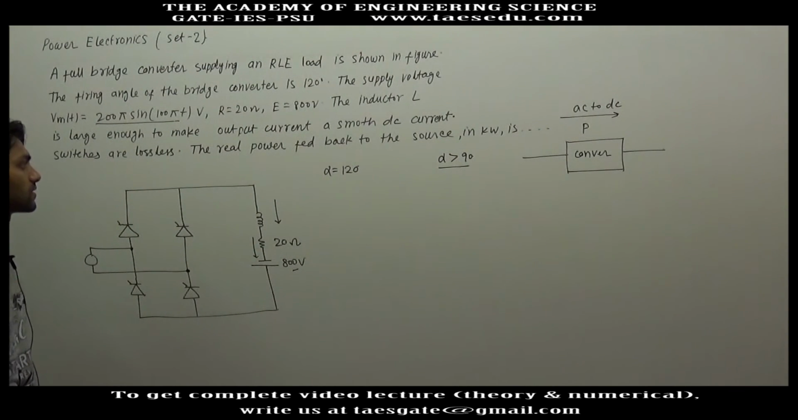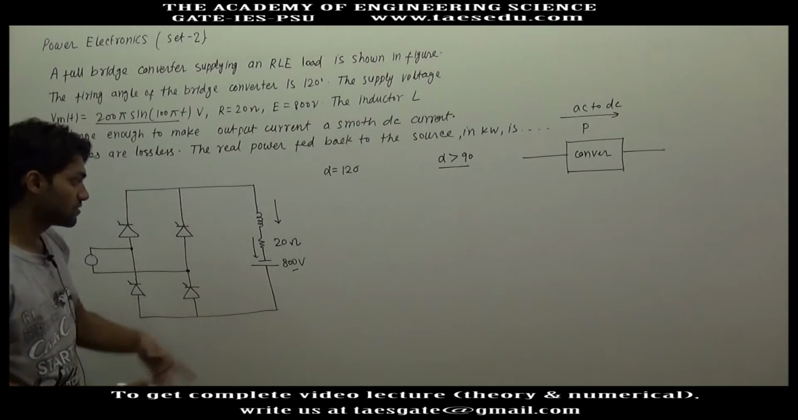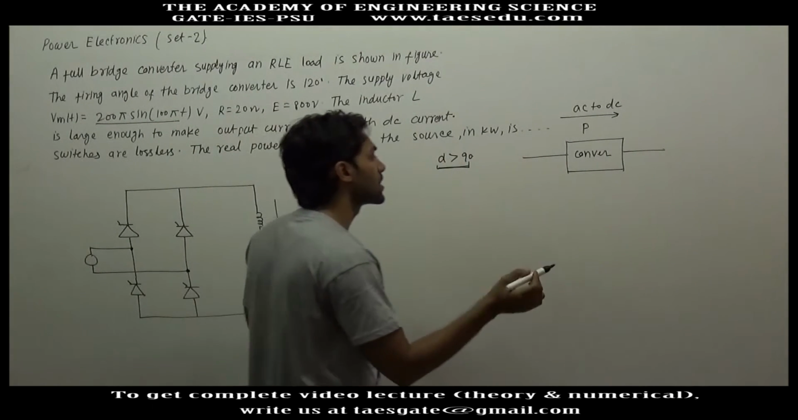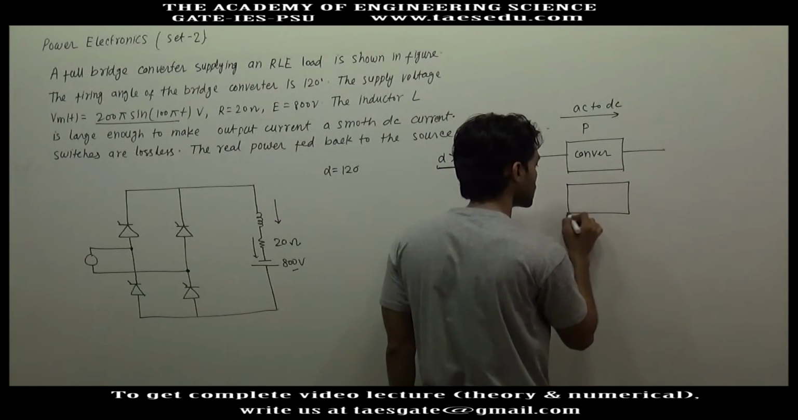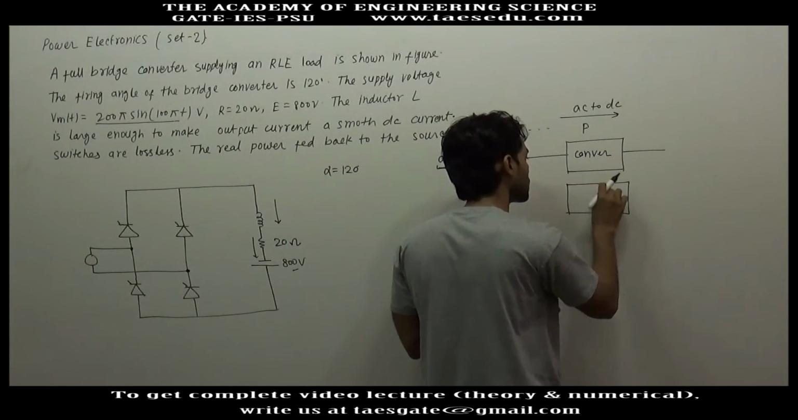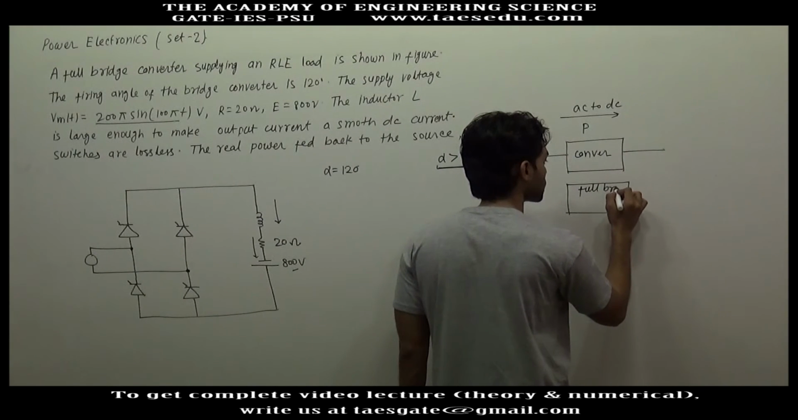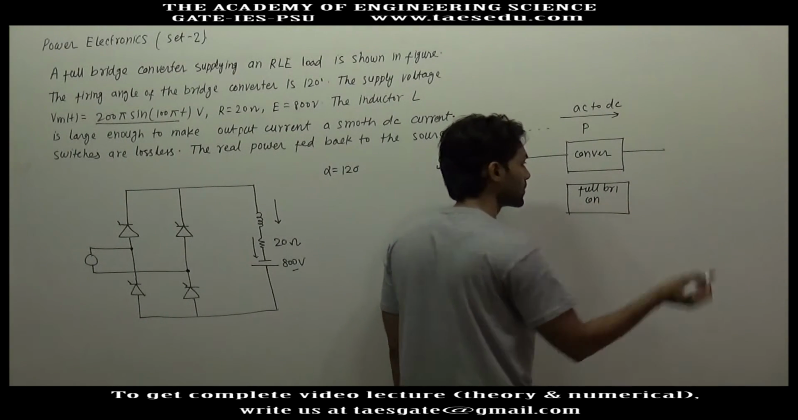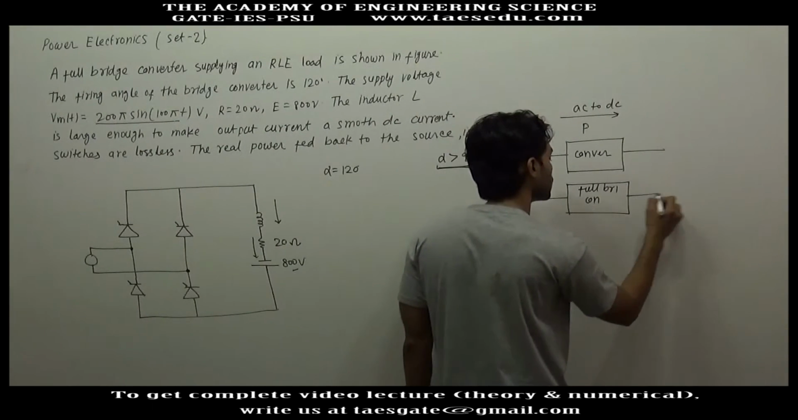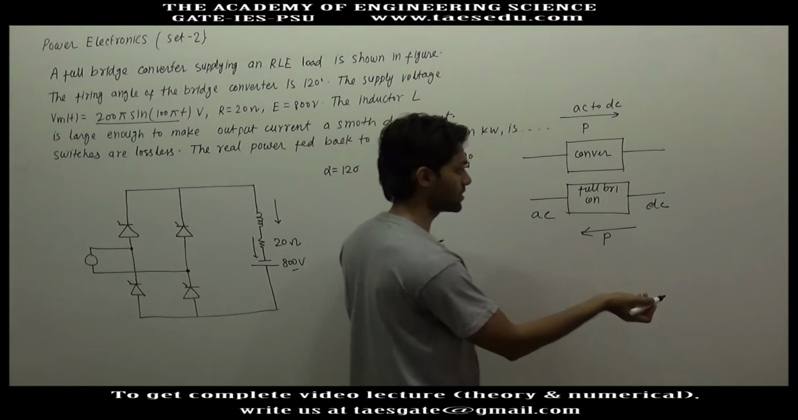But if the polarity of the constant voltage source, or DC voltage source, is reversed and alpha is made greater than 90 degrees, this converter is operated as an inverter. In this full bridge converter, it operates as if it is an inverter. It means real power will flow from DC side to AC side. P will flow from DC to AC.